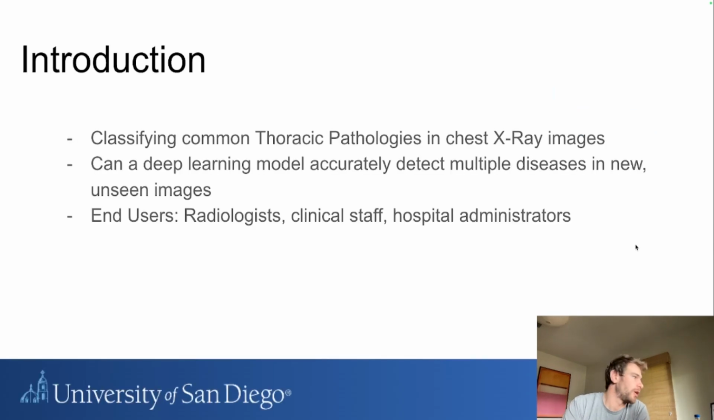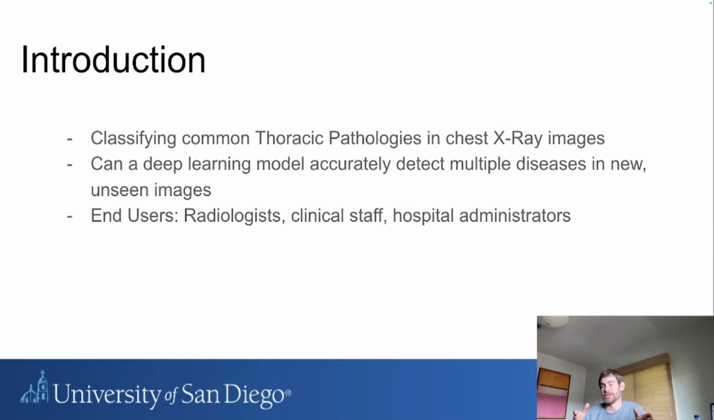So our project focused on classifying multiple pathologies in chest X-ray images from this NIH database. Chest radiology remains one of the most common diagnostic tools in medicine, and it has an increasing workload on radiologists, meaning there is a very real need for automated, accurate screening methods. Our project aimed to develop a CNN, a convolutional neural network, that can identify multiple diseases such as cardiomegaly or pneumonia in new and unseen images.